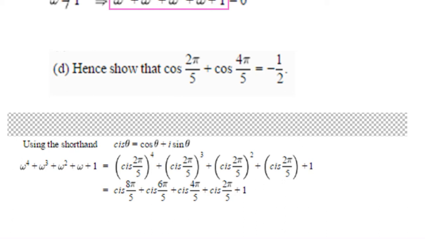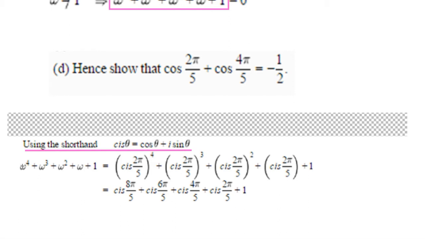Okay, so the final part, we said hence show that cos 2π/5 plus cos 4π/5 is equal to minus a half. Now, when doing this problem, one of the things I'm going to do, and this is probably a good idea generally, is to use this word cis, or kiss. I don't know which one I should do. Kiss, let's use kiss, why not? Kiss theta, which is cos theta plus i sin theta.